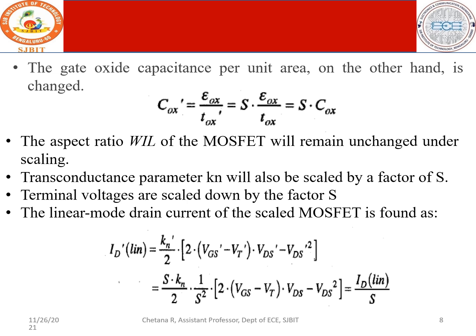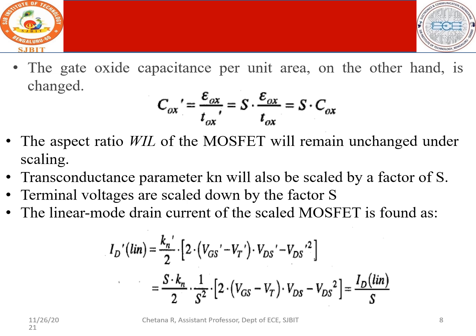Next, we need to consider the aspect ratio. We know the aspect ratio is W by L, and it will remain unchanged under scaling. Next, we have transconductance, which is indicated as Kn. This also will be scaled by a factor of S. Terminal voltages, that is VDD and VSS, are also scaled down by a factor of S.